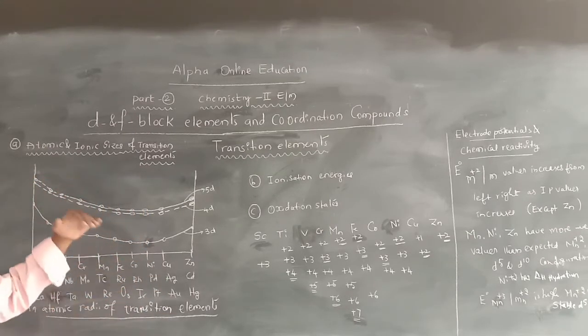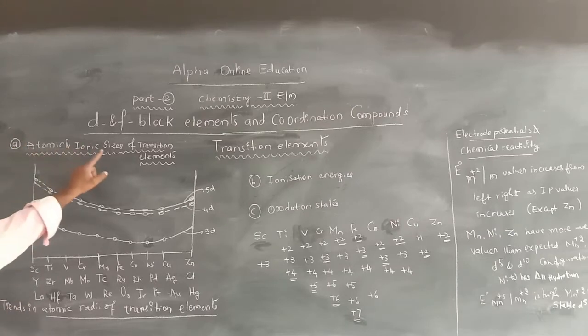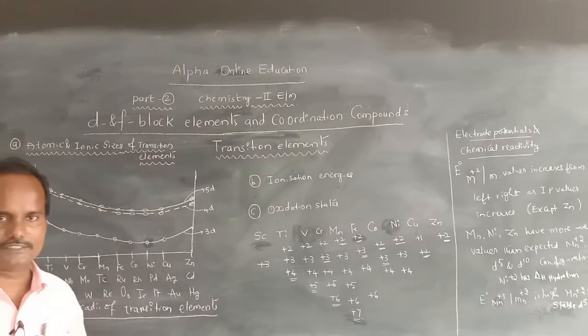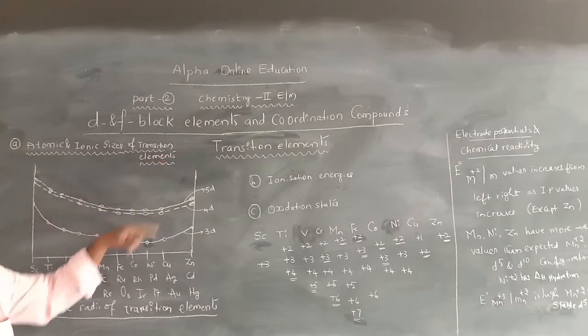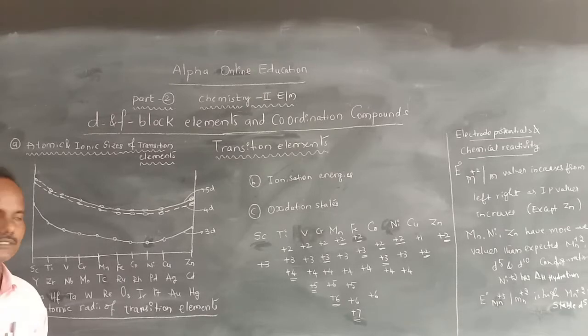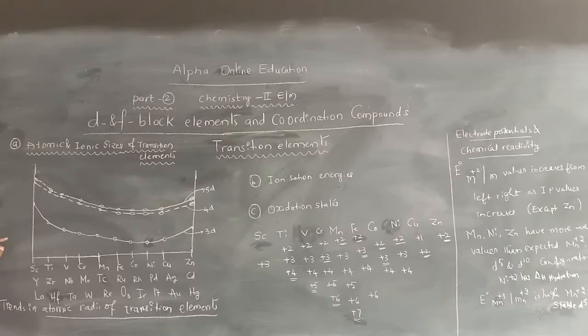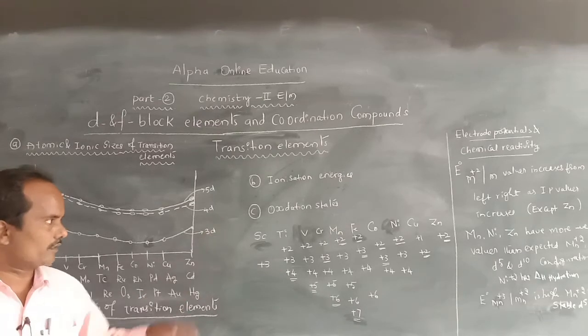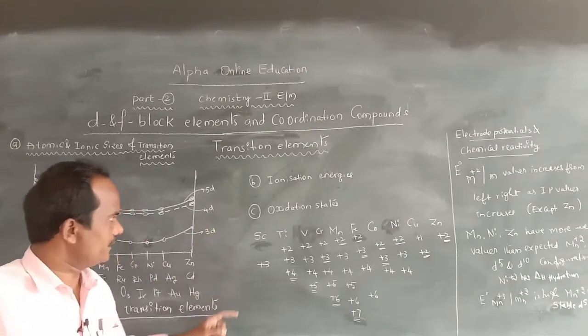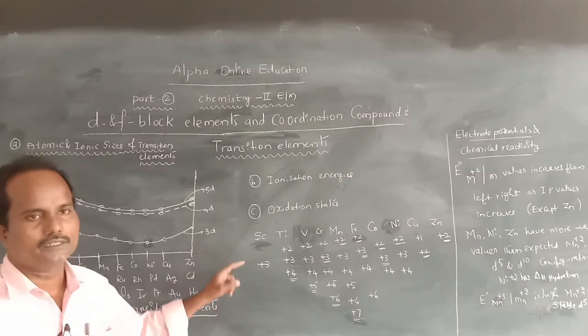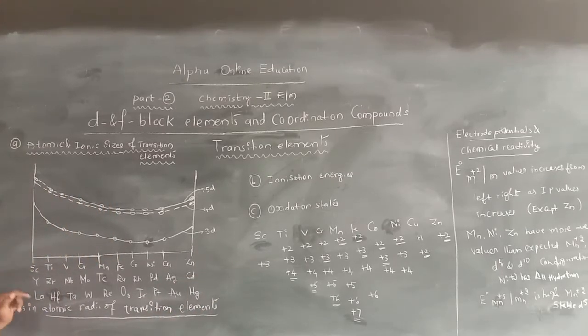Then the continuation of the topic is what? It's atomic and ionic sizes of transition elements. In the physical properties, atomic and ionic sizes of transition elements we will discuss today. The d block elements, especially the transition elements, are in 4 series: 3d series, 4d series, 5d series and 6d series. The first is the 3d series, then the 4d series and 5d series.